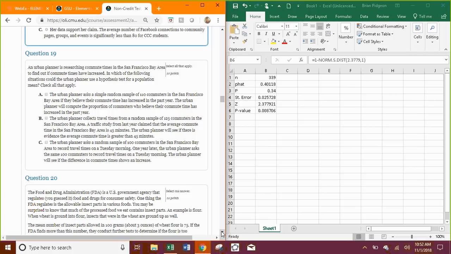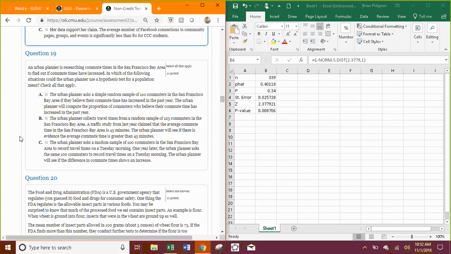All right. An urban planner is researching commute times in the San Francisco Bay Area to find out if commute times have increased. In which of the following situations could the urban planner use a hypothesis test? All right. The urban planner has a random sample of 110 commuters who believe their commute time has increased. Doesn't seem very good to me.